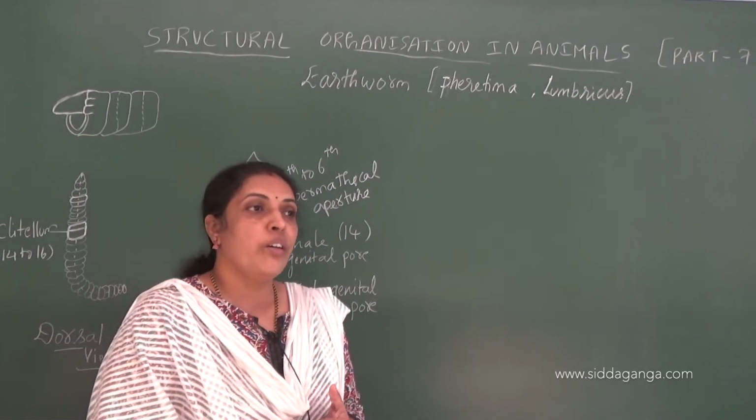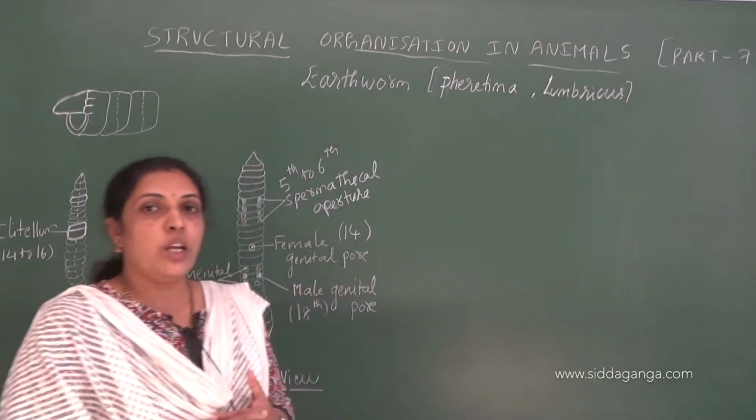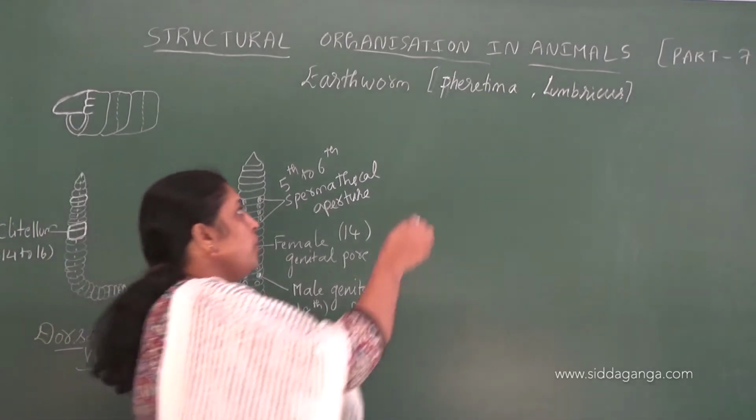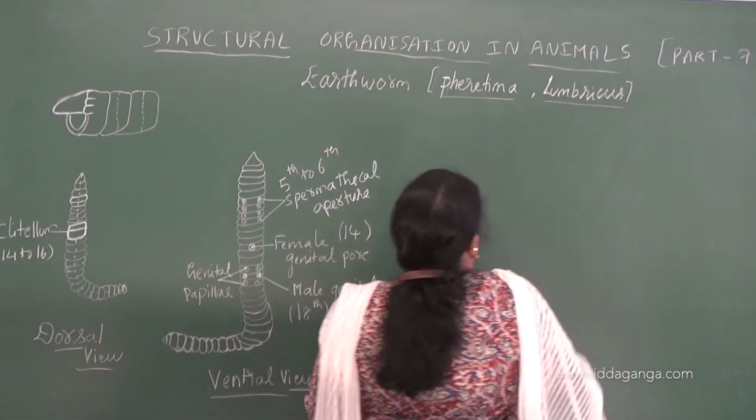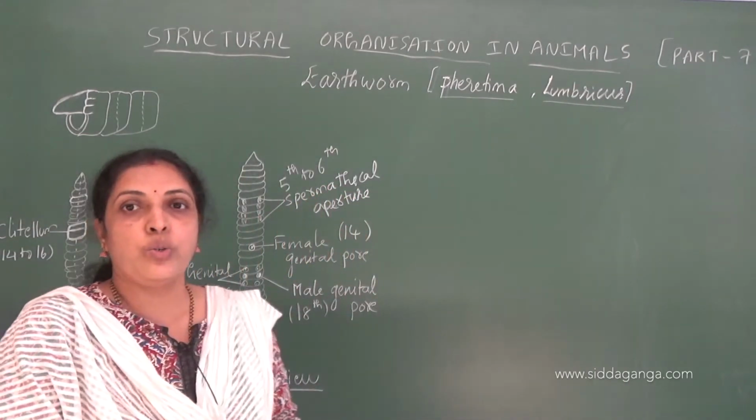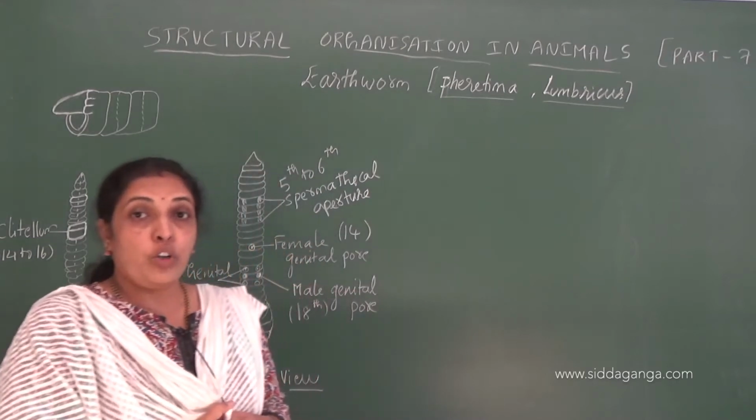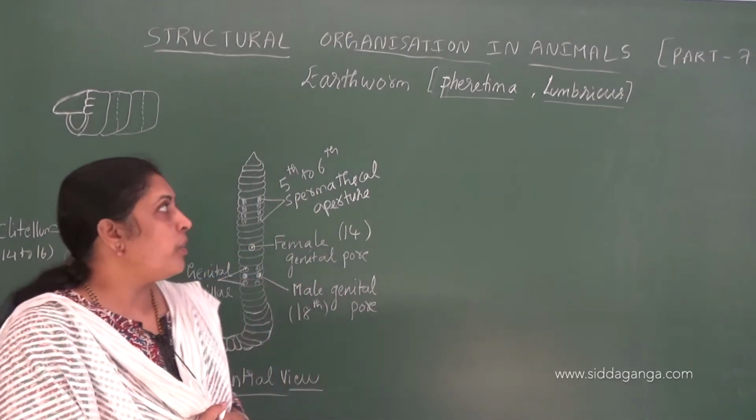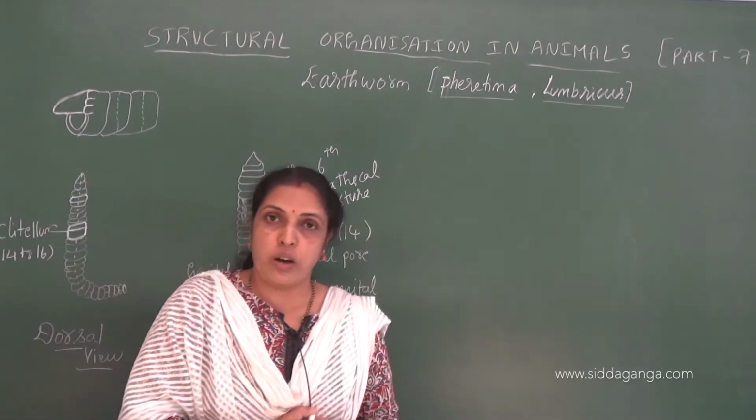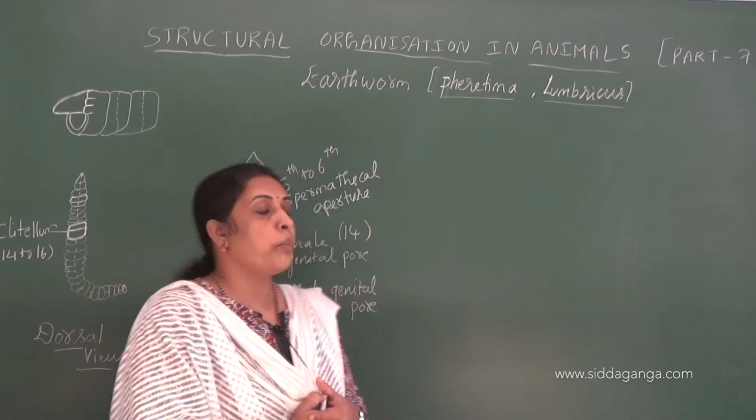Understood? In our India we see two species of earthworm. Very common species are Peritima, and the other common species is Lumbricus. Two species of earthworm we see in our country. Peritima posthuma: Peritima is the genus name, posthuma is the species name.